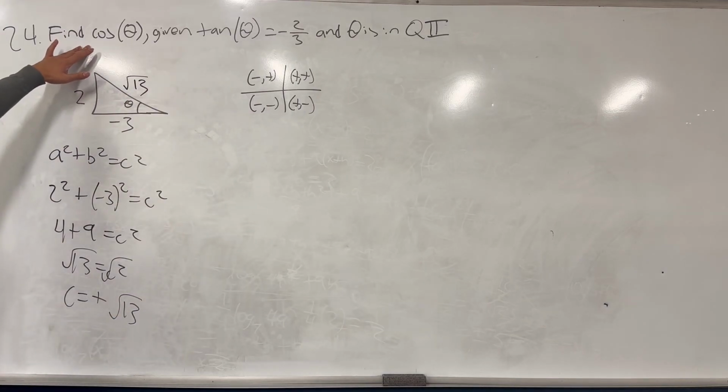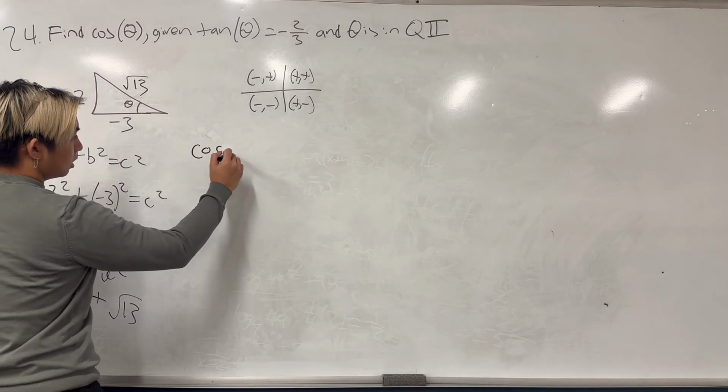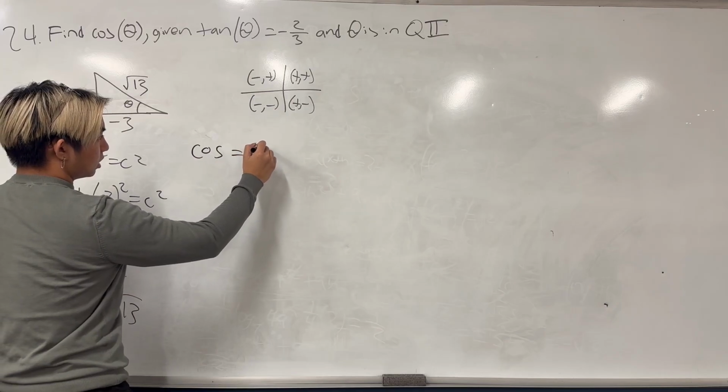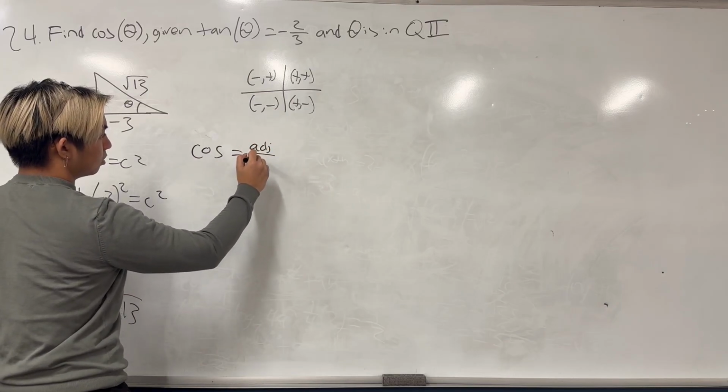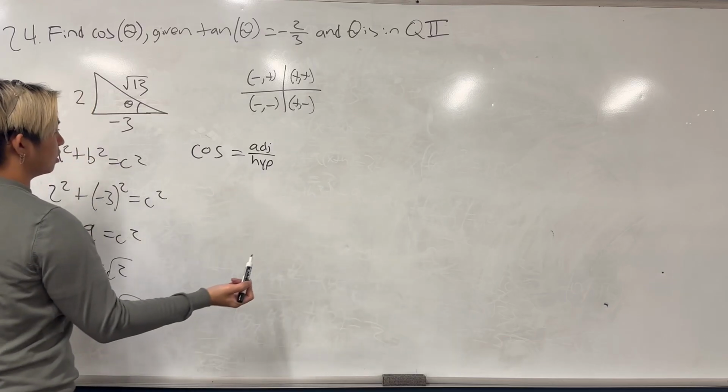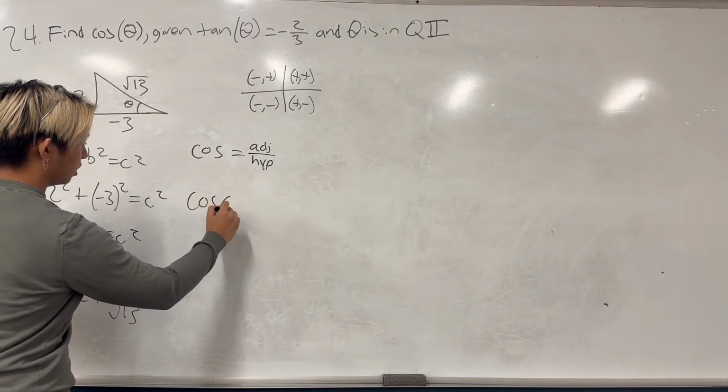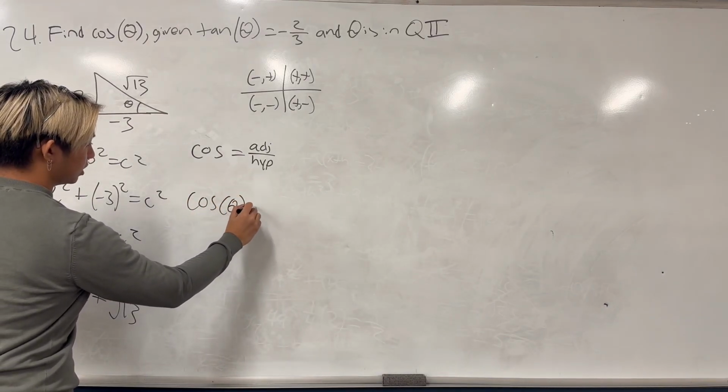And so now cosine is just adjacent over hypotenuse. So if we do that, cosine of theta is equal to what?